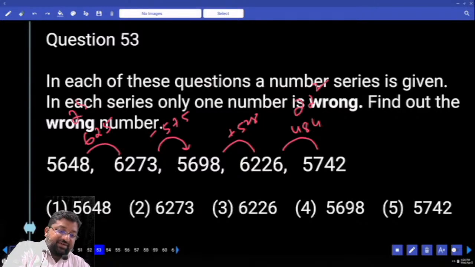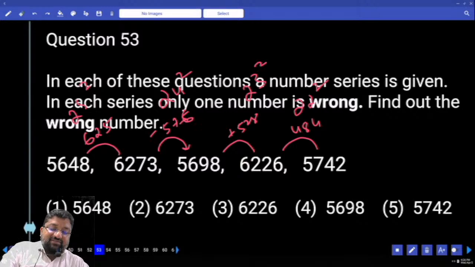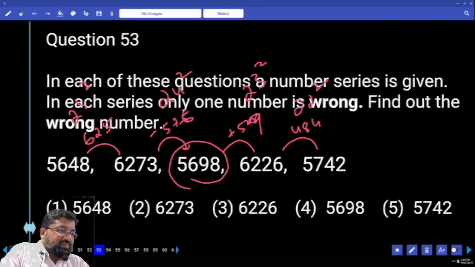This is 25 square. What should the other two be? 24 square and 23 square. Yes or no? So what is 24 square? 576. What is 23 square? 529. Which is my wrong number? 5698 is my wrong number. Understood everyone? This is how you should do.